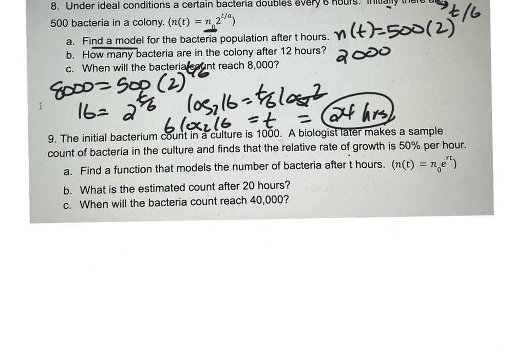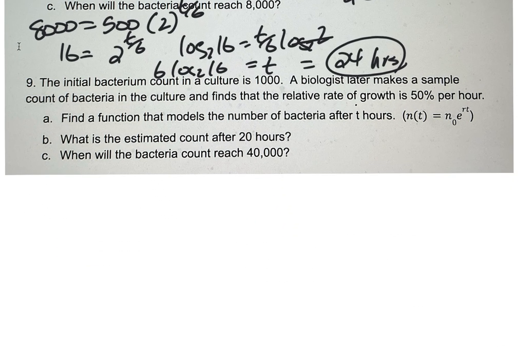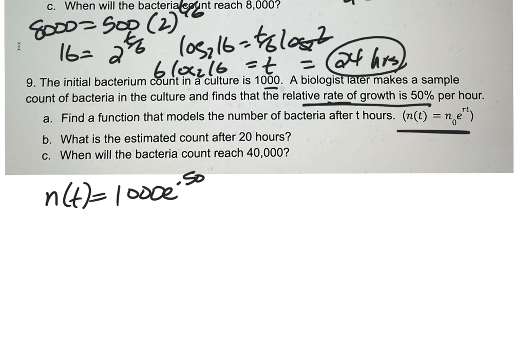All right, that's 8. Number 9. Same kind of problem, different formula. Okay, they're giving me this one this time. Again, I'm not going to read it because we did that in class today. N sub 0 is the initial amount, which is 1,000. Have e to the rt. r is the relative growth rate, which is 50%. Change it to a decimal, 0.50 t. There's part A. Just write the formula.